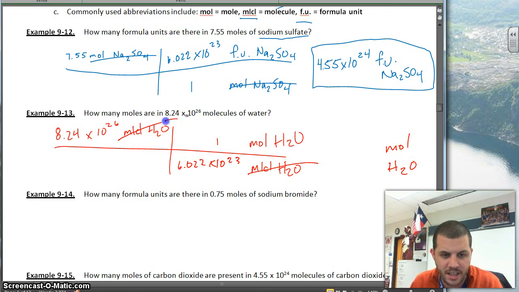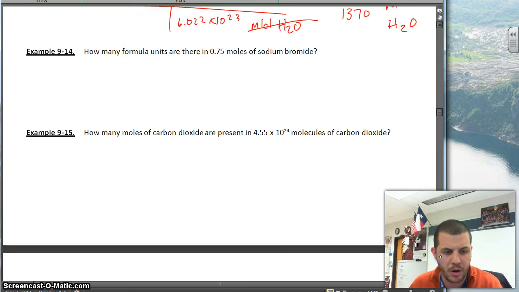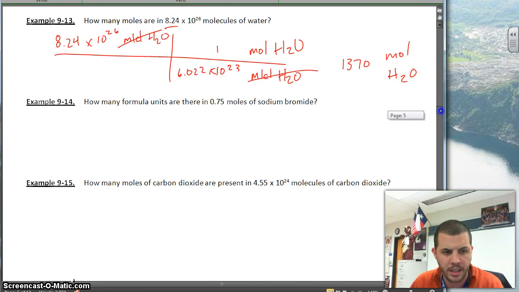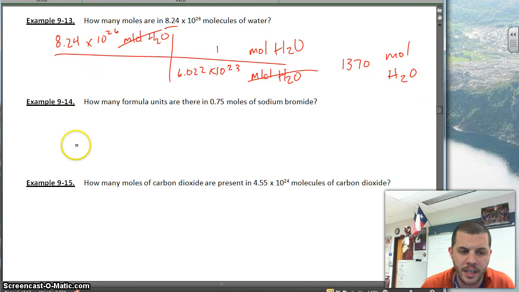Let's see, I need 3 sig figs. I get the number 1368, but in order to make that 3 sig figs, I'm going to have to call it 1370 moles of H2O. Let's see if there's one that's a little harder here. It doesn't look like there's going to be, not yet at least. They look like almost the exact same thing, so let's just do 9-14 and we'll call it a day.